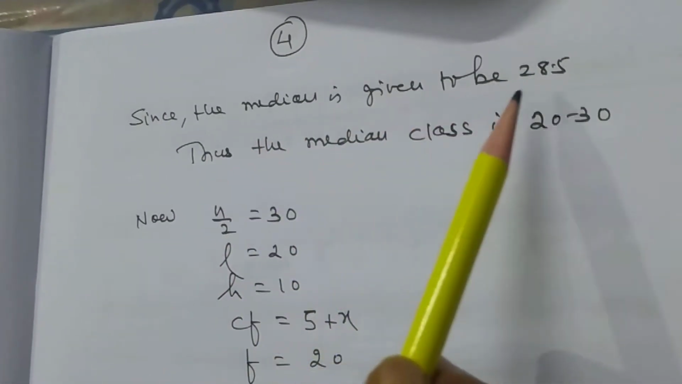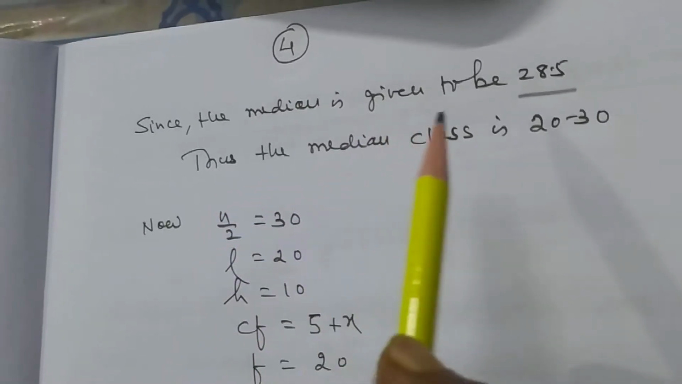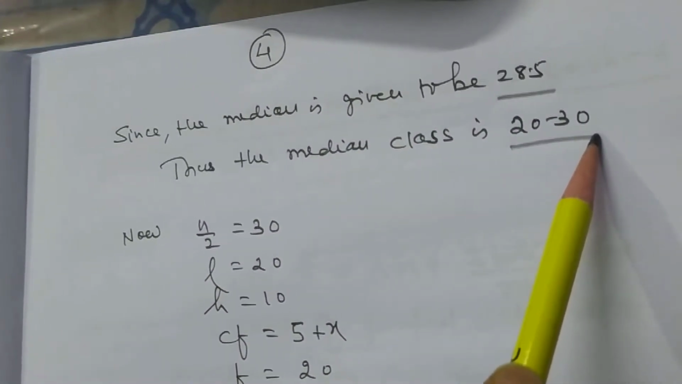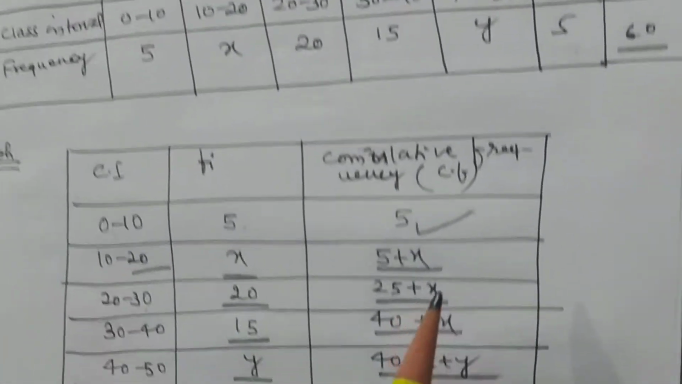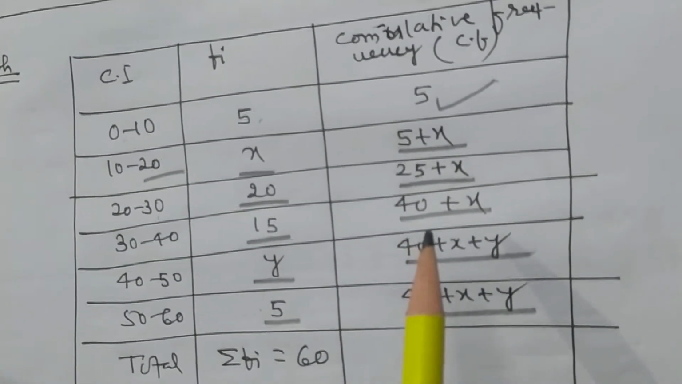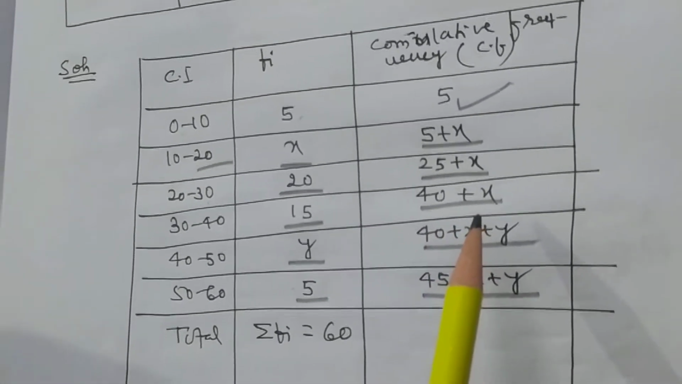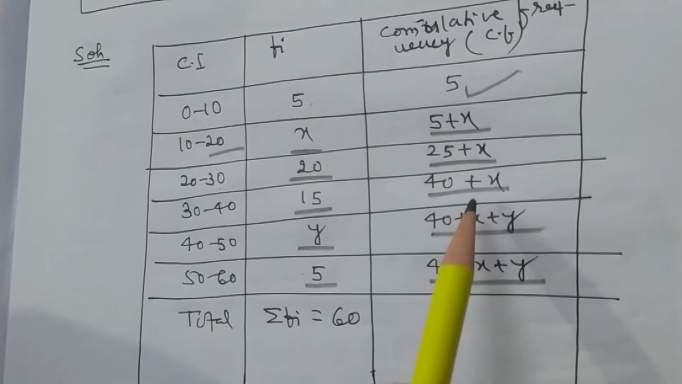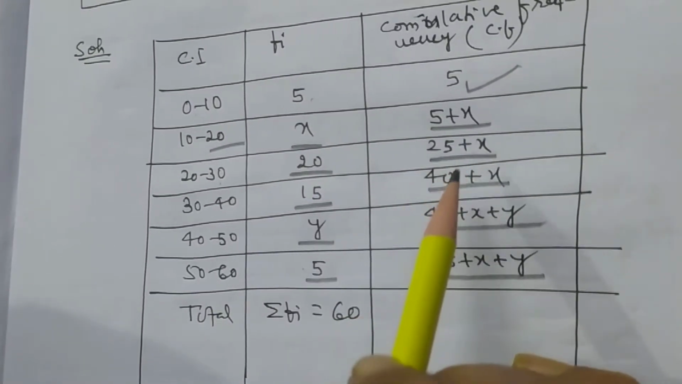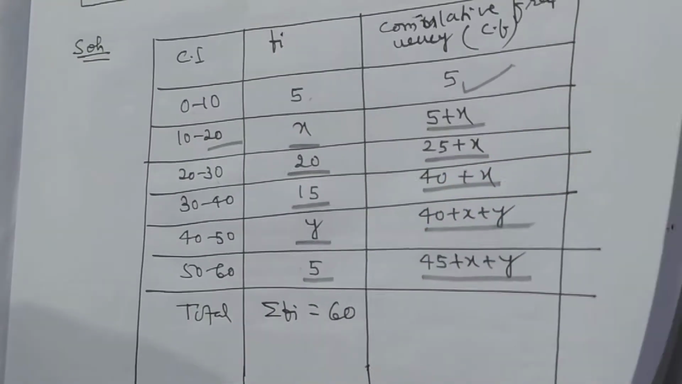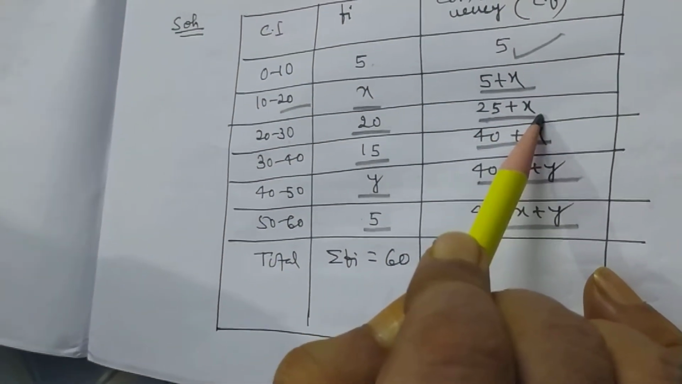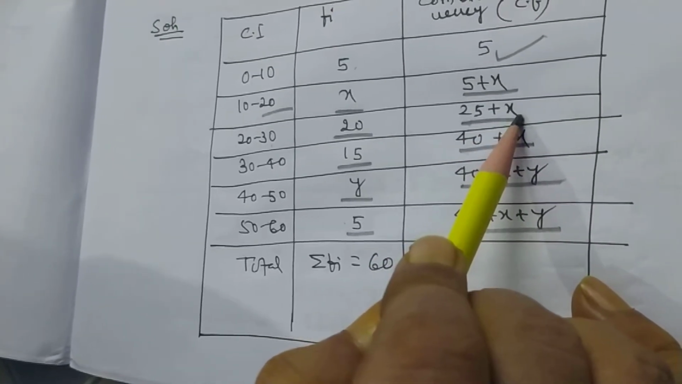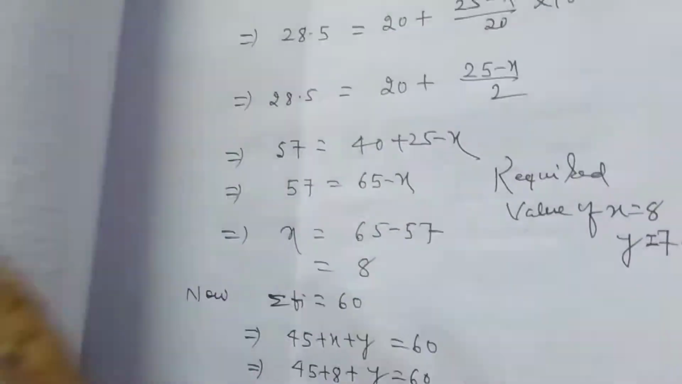So my dear students, here median is given 28.5 and median class is 20 to 30. Median class is 20 to 30 because median 28.5 is more than 25. So 28.5 is median, it will lie between 20 to 30, Cf 25 plus x. So median class will be 20 to 30.